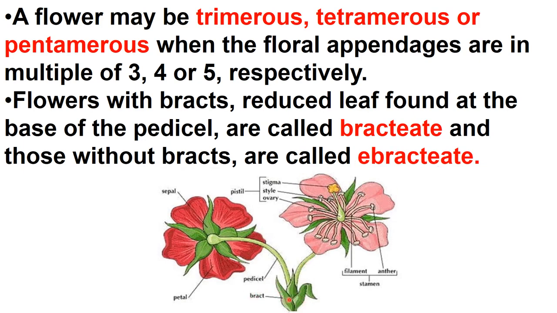I hope you can understand the difference between these bracts and the sepals. Sepals are present here at the thalamus part, just at this end of the pedicel, and these bracts are present at the lower end of the pedicel where it is attached with the stem, right? So this is the difference between the positions of the sepals and the bracts, right?